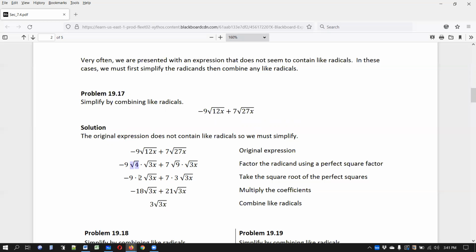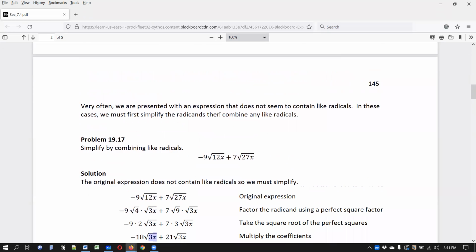We simplify radical 4 as 2. We simplify radical 9 as 3. We multiply minus 9 times 2. We multiply 7 times 3. And now look, after the simplification, both expressions have the exact same radical 3x, which means that we are able to perform the operation 21 minus 18, which gives you 3. And then we attach the radical 3x.